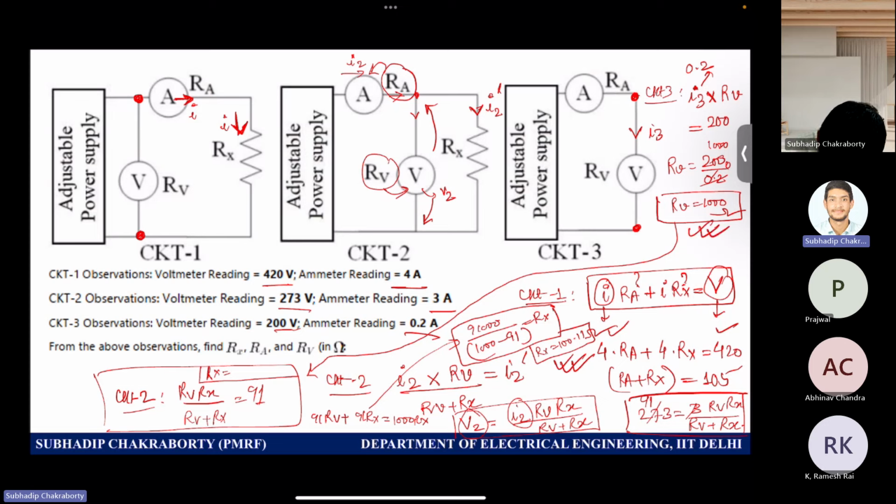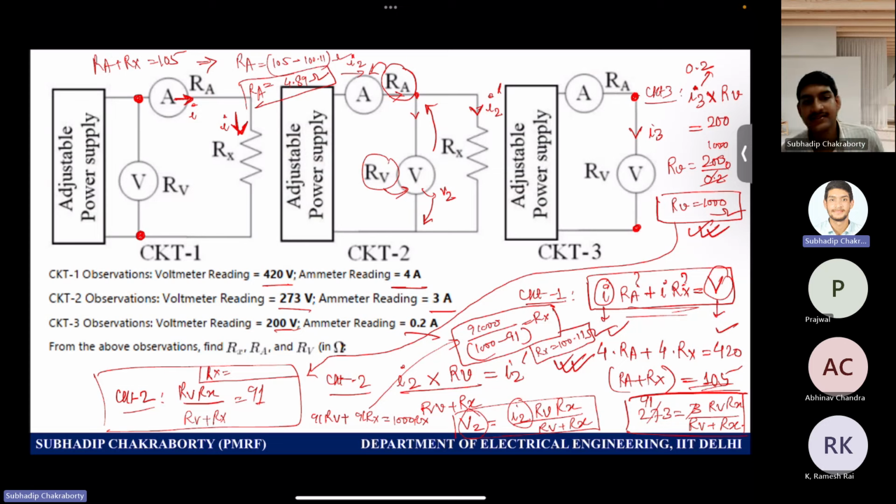Now I will use equation 1, which is of the first circuit configuration, which gives us RA plus Rx is 105. So RA plus Rx is 105 and Rx I just calculated as 100.11. So what is the value of RA? 105 minus Rx, where Rx is 100.11 ohms. So you will get around 4.89 ohms. This is the value of RA.